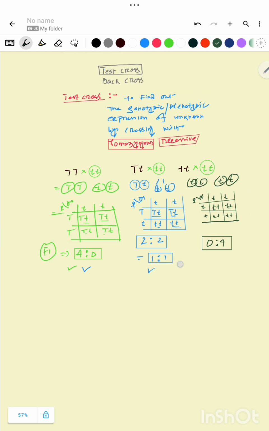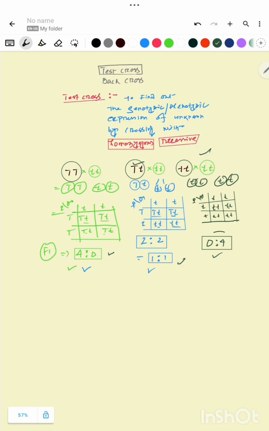If questions come in reverse, from the ratio to the unknown, suppose in a crossing you get a 1:1 ratio, then what will the unknown be? The unknown will be capital T, small t, that means heterozygous dominant. If in a crossing you get a 4:0 ratio in the F1 generation, the unknown will be homozygous dominant. And if you get a 0:4 ratio in the F1 generation in a monohybrid cross, the unknown will be homozygous recessive.